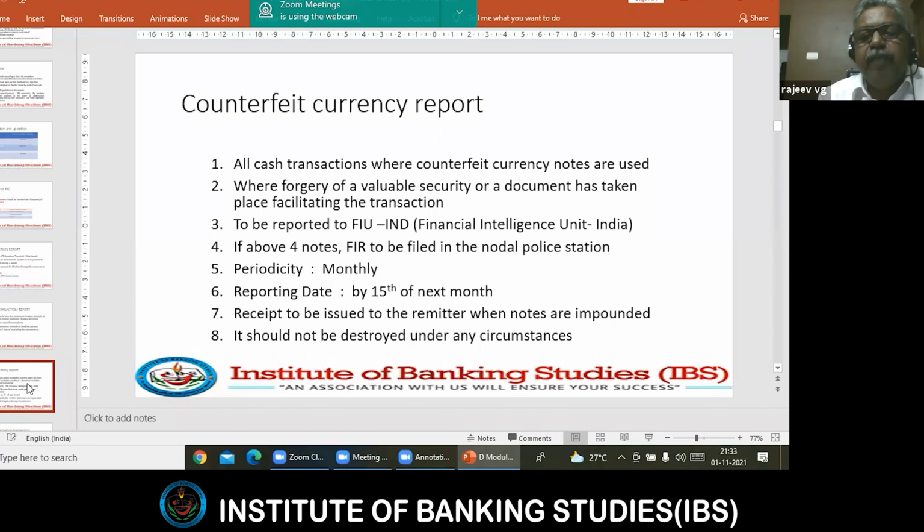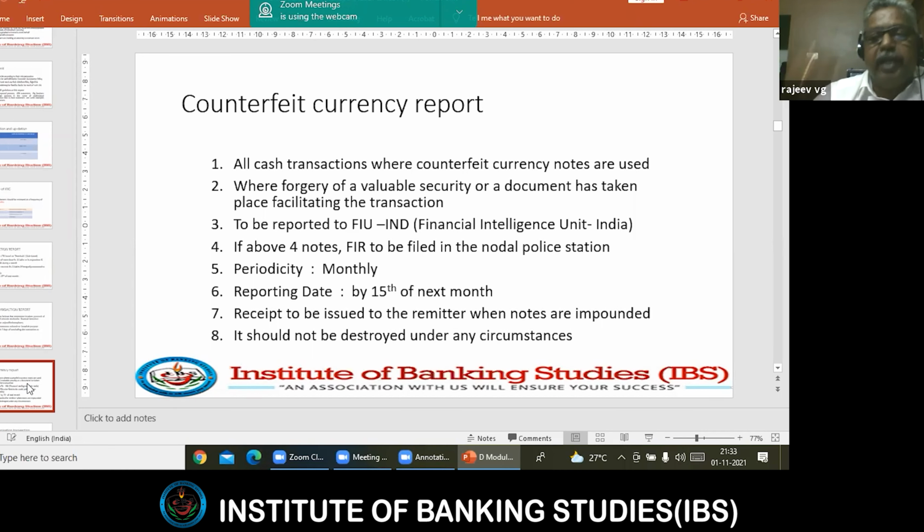CTR. Counterfeit currency: whenever some transactions are happening with forged notes or counterfeit notes, that has to be reported to FIU-IND. If above 4 notes, FIR to be filed in the nodal police station. The periodicity is monthly, reporting date just like CTR, 15th of next month.